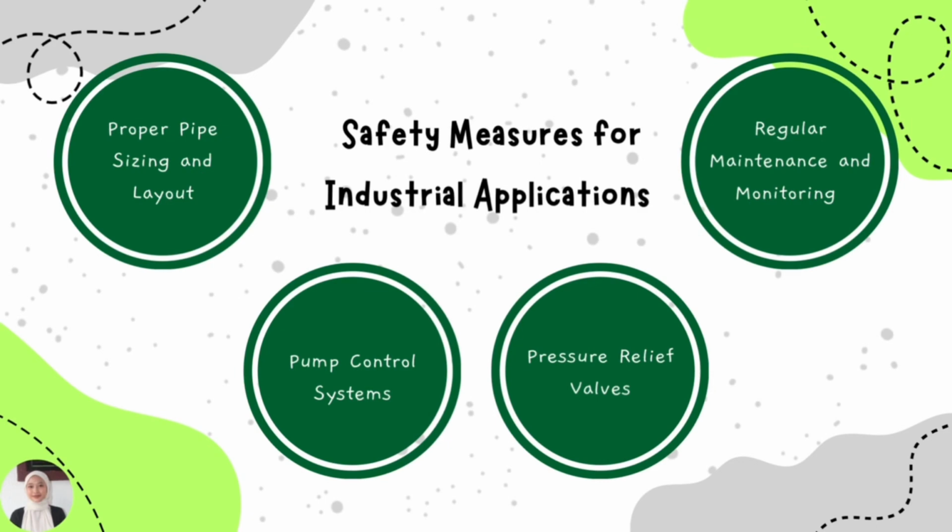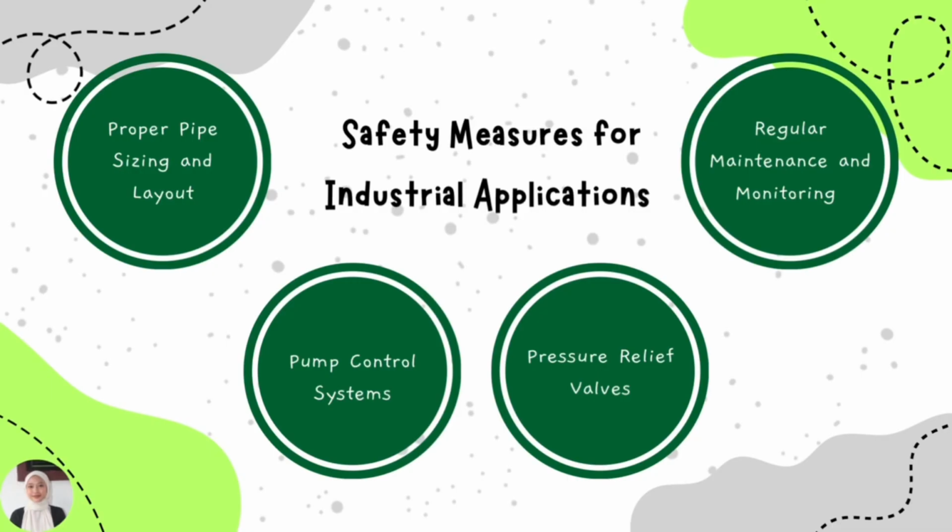The next one is the pressure relief valve. The pressure relief valve releases excess pressure in the system to prevent sudden surges that can cause water hammer or pipe burst. So the impact of the pressure relief valve is that by controlling pressure spikes, it can reduce the stress on pipes and fittings. The next one is regular maintenance and monitoring.